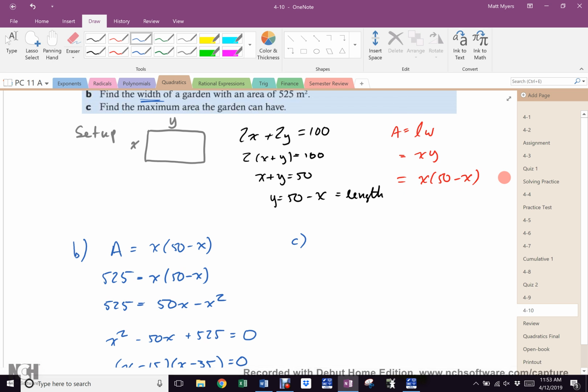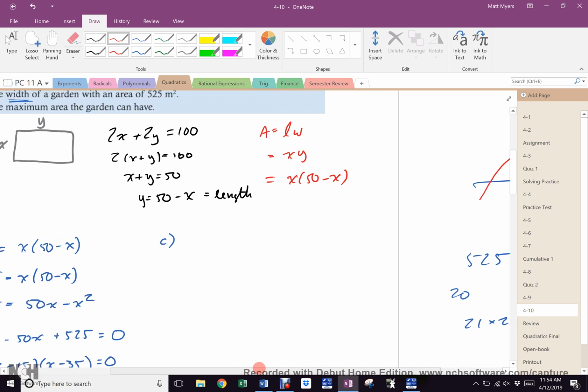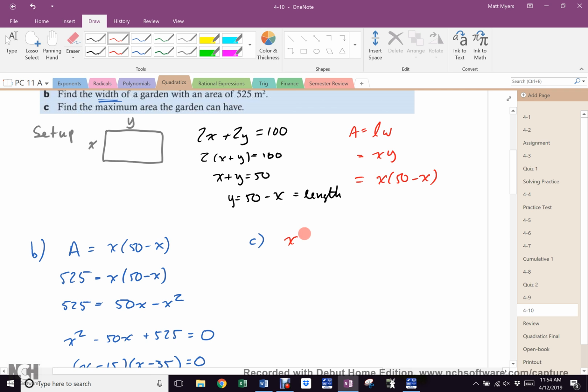So if it's a maximum area, what kind of parabola do we have? Is it happy or sad? It's sad, right? Where does the maximum live? At the vertex. So that vertex is going to have an x value, isn't it? And that x value is going to be the width that will give us the maximum area, isn't it? So, how will we find the vertex when we have x squared minus 50x? Sorry.